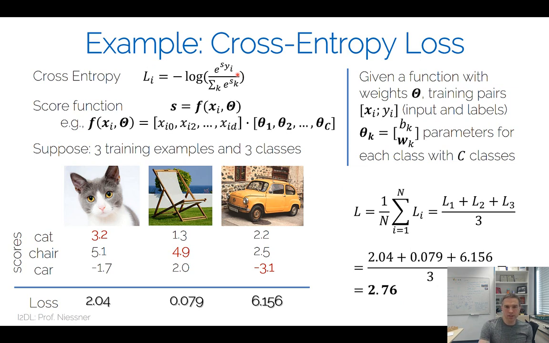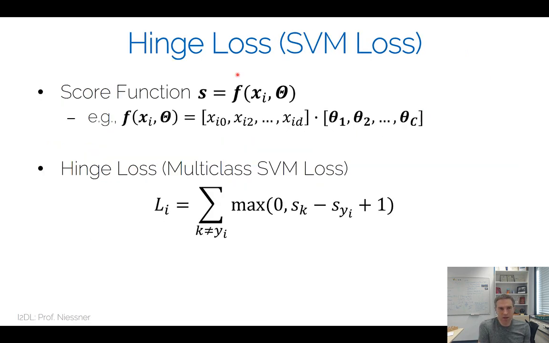So another alternative choice is the hinge loss. It's also called an SVM loss. People who know SVMs notice this immediately. That's another way to do a multi-class classification problem. You start with the same premise here. We have a score function S. This S is computed by a function f, which depends on the input and the parameters theta. So we just have this dot product here. Presumably there could also be a bias here, right?